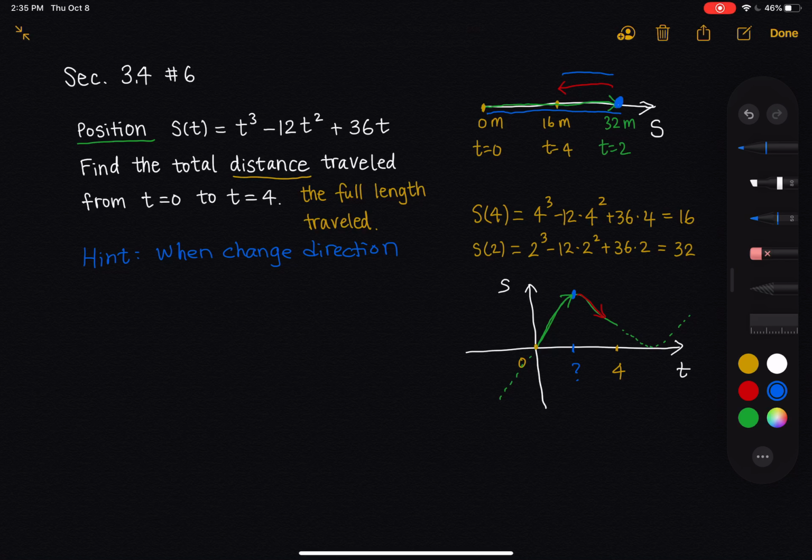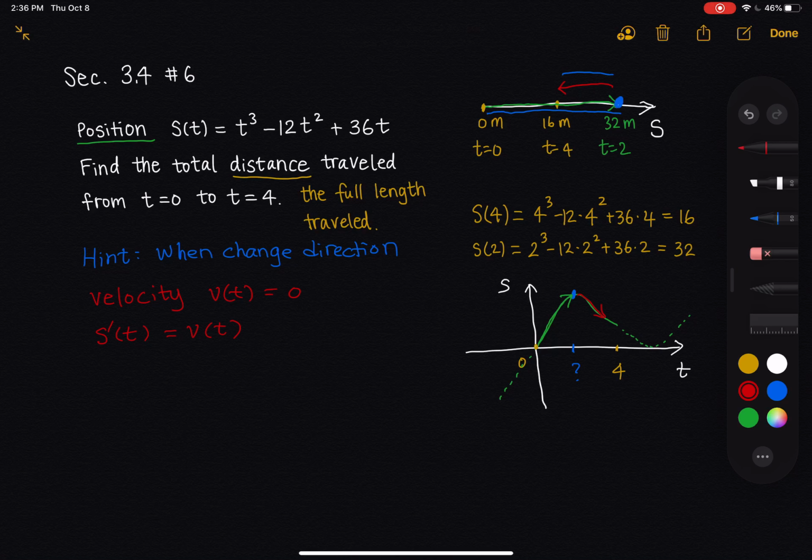Now, how do we find the point? You need to think about what must happen for something moving in one direction to change direction. It has to have a velocity v of t equals 0; it had to stop in order to change direction. So this is the key to answer this question. We use the relationship s prime of t equals v of t: the derivative of the position function is the velocity. So then we find the derivative.